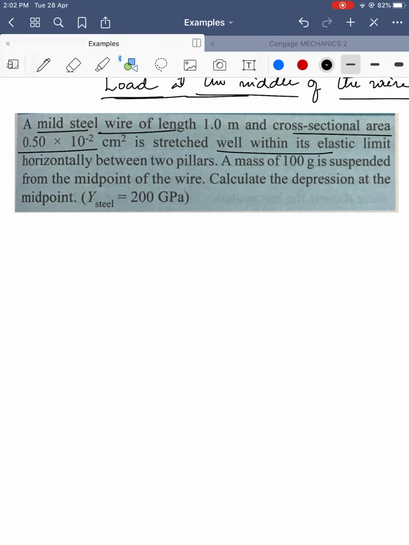Okay. So when it is stretched between two pillars, consider these two are pillars. There is a wire and the length of the wire is given as 1 meter, and at the middle, 100 gram is suspended from the middle point. Calculate the depression. If 100 gram is connected here, what will happen?